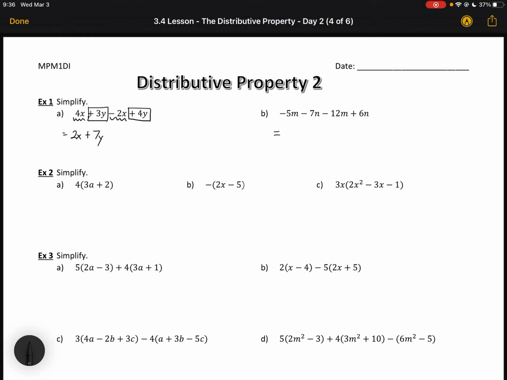In my next example, I have m and n, and I'm going to do the same thing. So my m's, I have minus 5, minus 12, so minus 17m, and then minus 7n plus 6n is minus 1n.